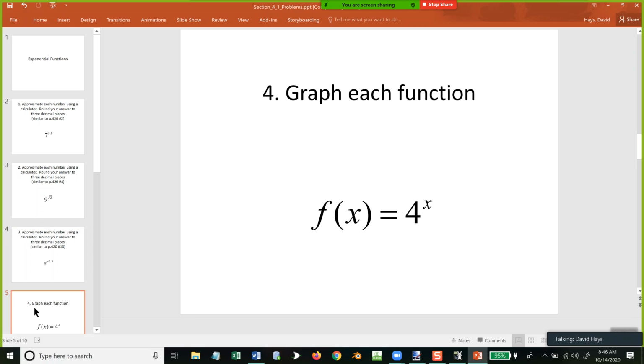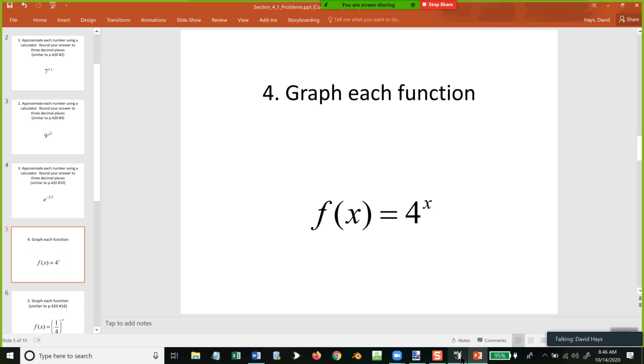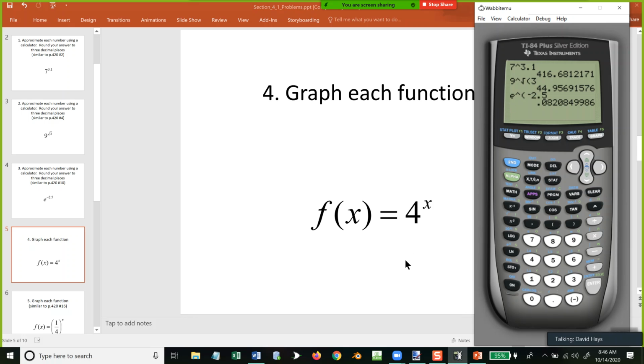Now this next problem is an exponential function. Now what defines an exponential function is when you've got a variable in the exponent. Now the instructions here are to graph this, so I'll press my y equals. And fix my calculator from yesterday. Okay, now y equals clear. And I do 4 caret x and then graph.